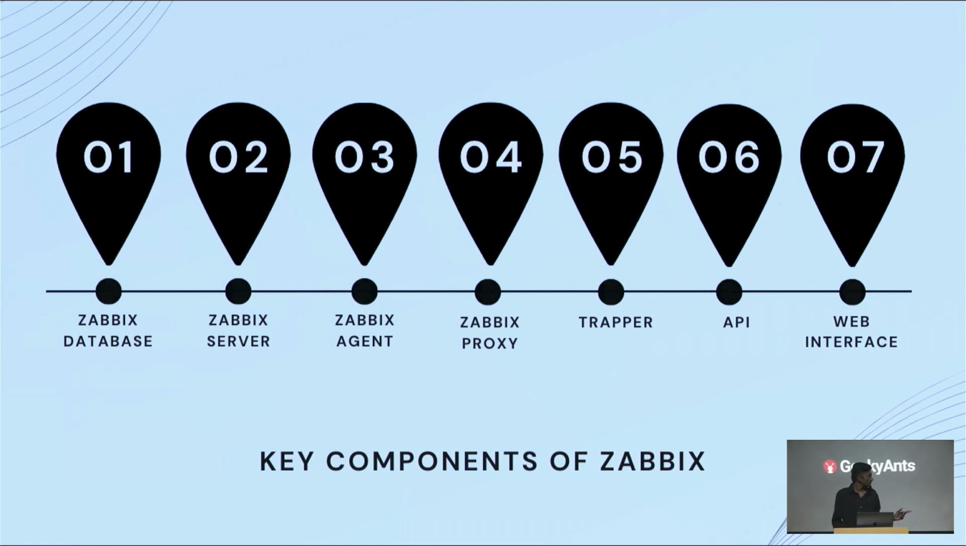And we have the Zabbix server. The Zabbix server plays a vital role in the monitoring process, because the Zabbix server is the central part of the whole Zabbix architecture system. So any data that is fetched from the servers is directly sent to the Zabbix server, and it manages the overall activity of the monitoring process.